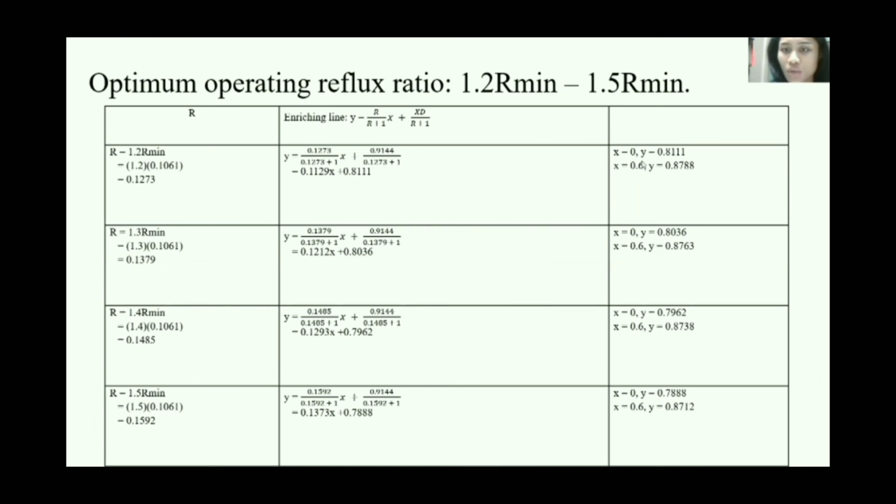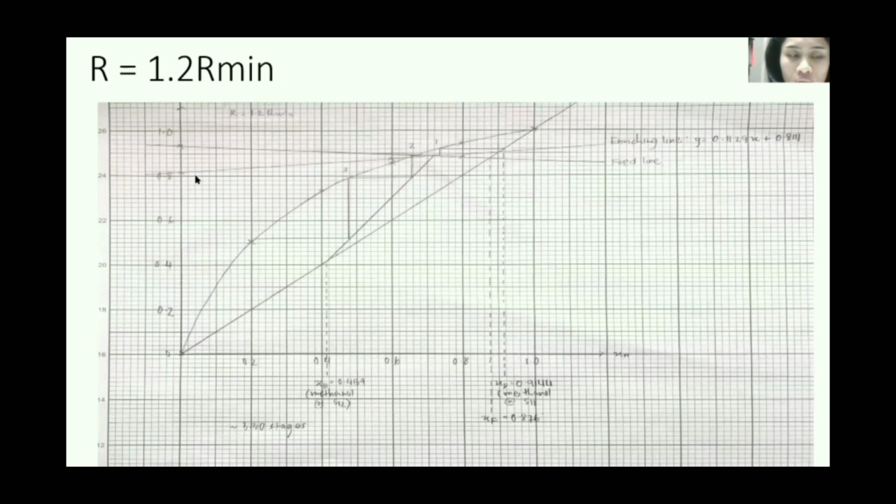We take these 2 points: x 0 and y 0.8111, and x 0.6 and y 0.8788. Plot those values on our graph and then connect them together to make a straight line. So we are going to get our enriching line like this. Get the intersection point of our enriching line and feed line. Take this point and make a straight line all the way to this point. So this is our stripping line.